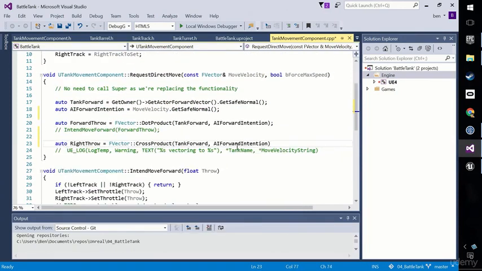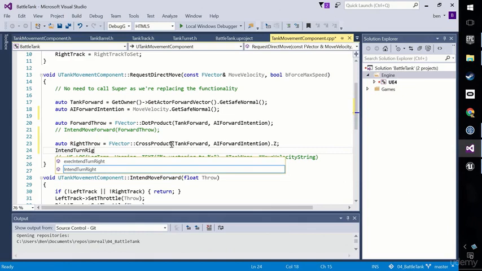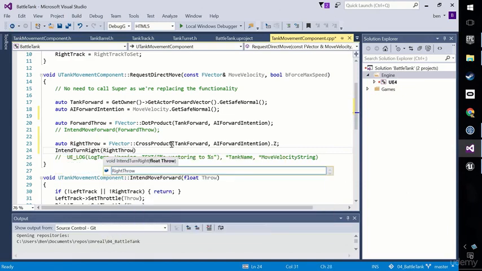Now, the right throw isn't just that, because look, these types are incompatible. The right throw is currently coming out as an FVector. You see that? Because the cross product returns a vector. The forward throw came out as a float, but the right throw is an FVector. That's one of the reasons why we need to take the Z component of it. Now, if we look at the type of right throw, it's a float. Intend turn right with right throw.